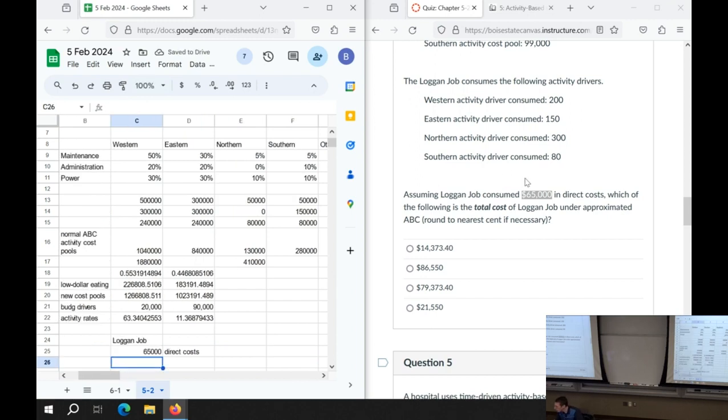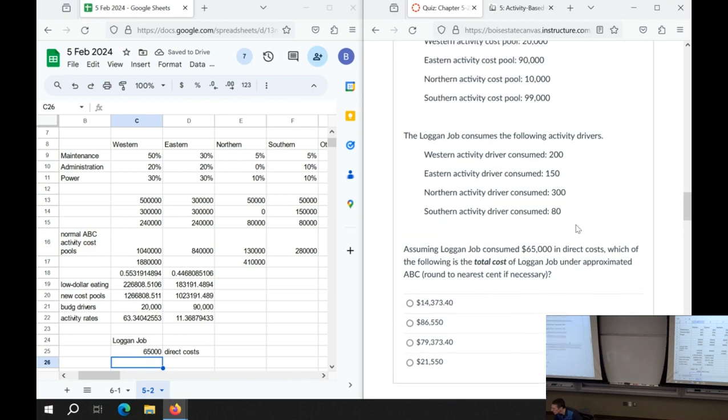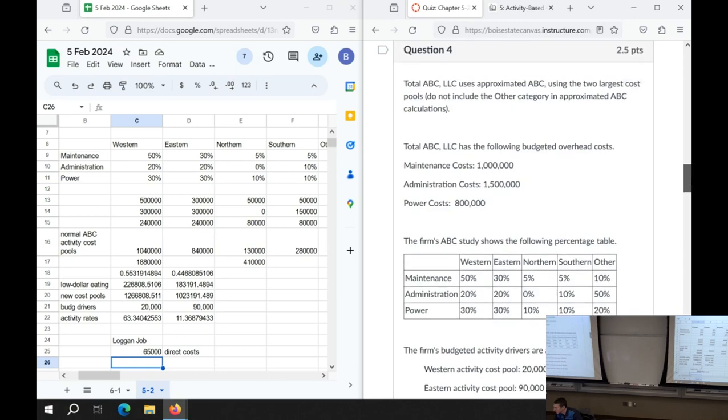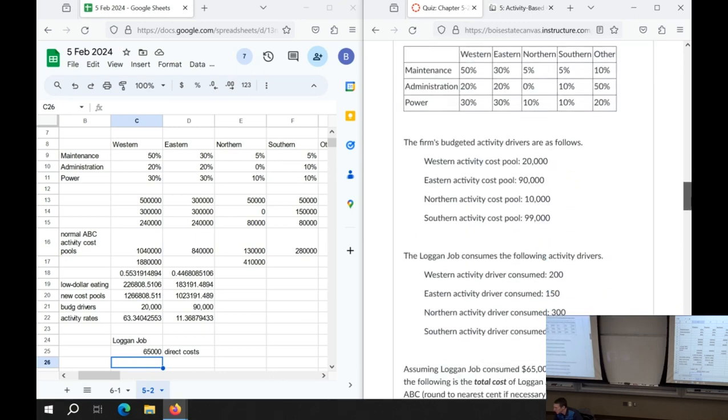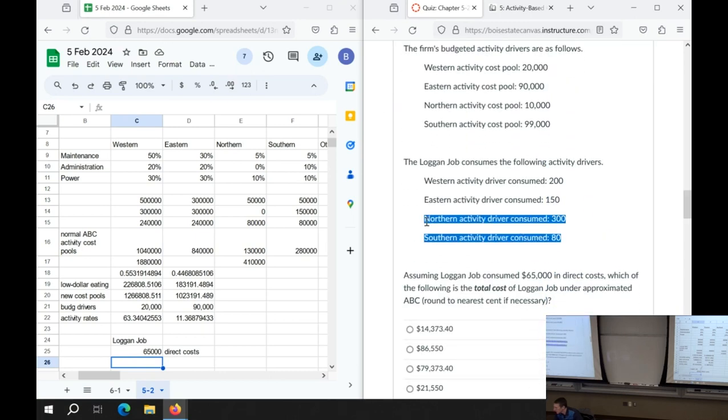And it consumes, here we go. Here's its consumption of the activity drivers. We don't care that it consumes this amount right here. These aren't being tracked anymore. I gave you that to distract you. If it really used that approximate ABC, it wouldn't even track those two numbers.